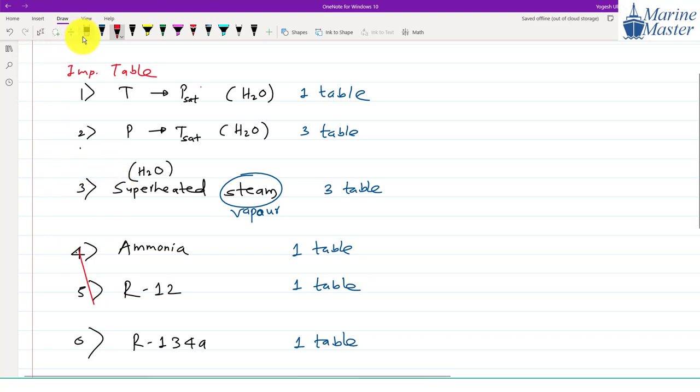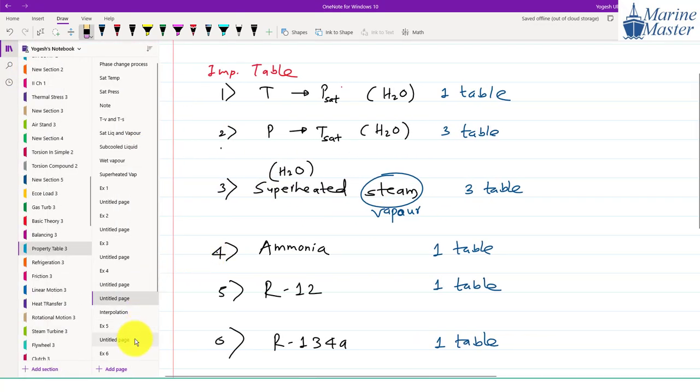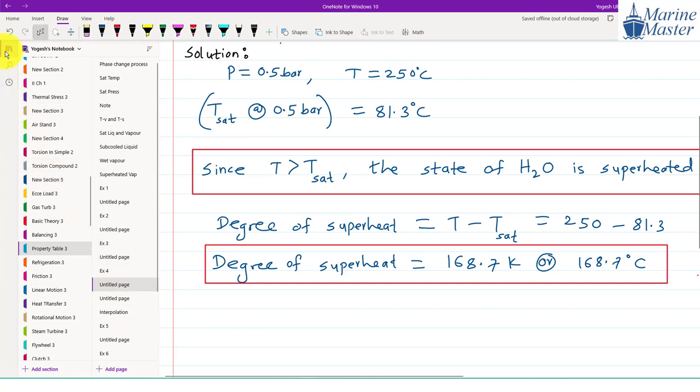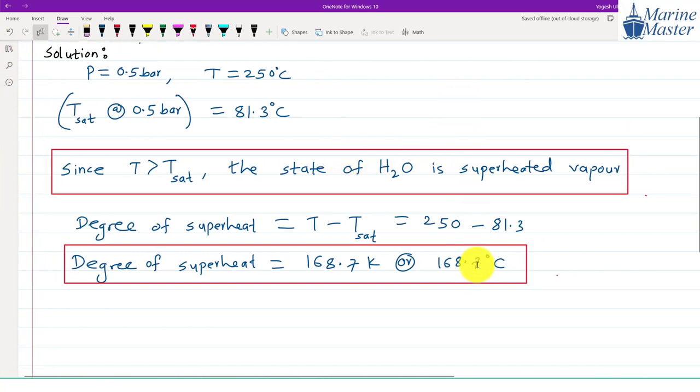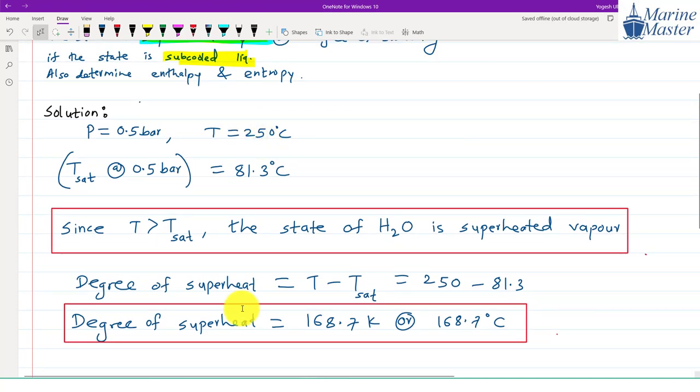Now we have seen these 4 tables. Now we are going to deal with the superheated vapor table. I'm coming back to the question. We have already written up to this point. Check it. If you have not written it, please write it down.